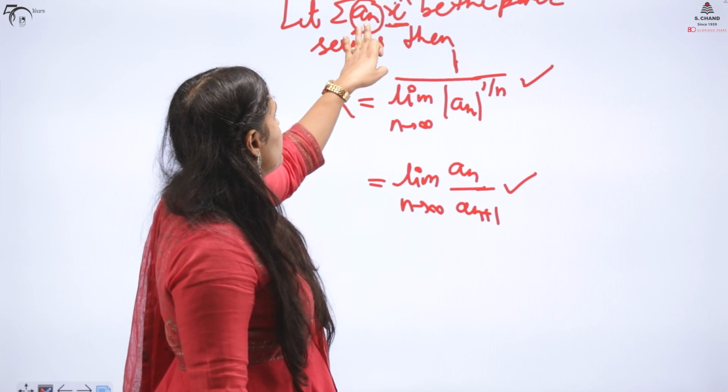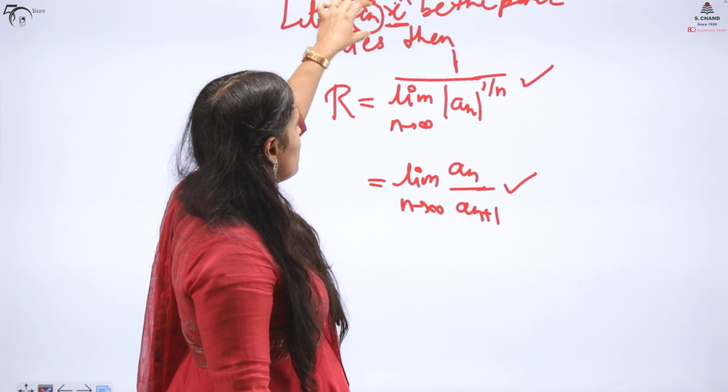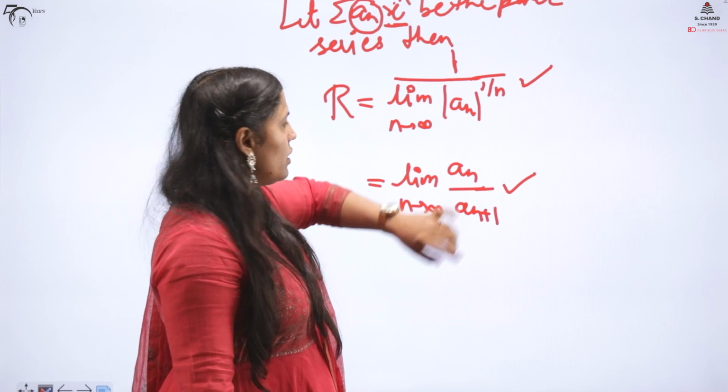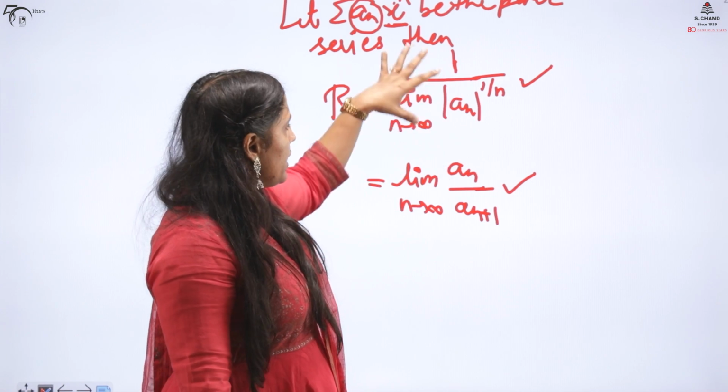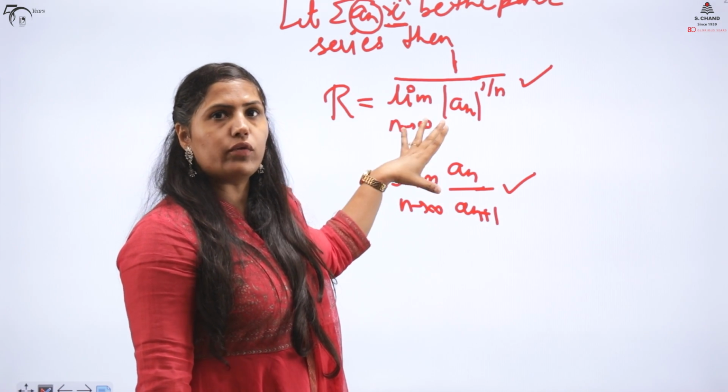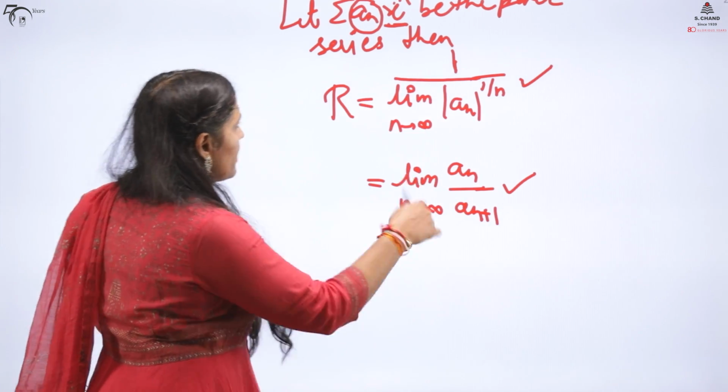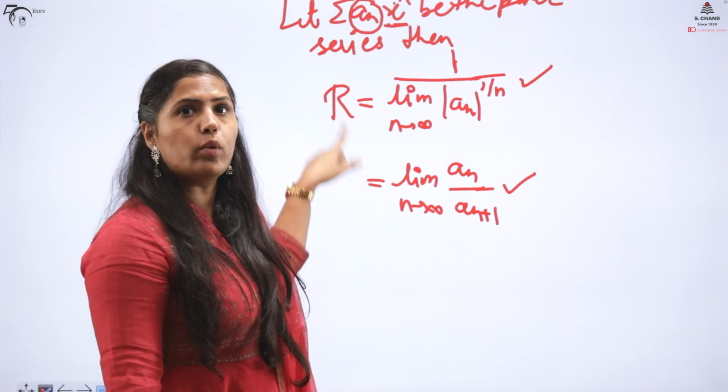कहने का मतलब है if this nth term is in power form, apply this formula. If it is not in power form, then this is the only formula which is applicable. By these two formulas you will be able to find out the radius of convergence. अब यहाँ से कैसे conclude करेंगे उन तीनों points को?